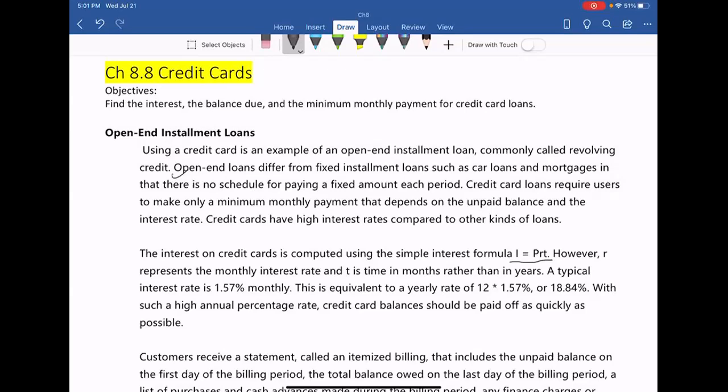Actually, the P equals the average daily balance. We will learn it later and give you the calculator to find the P.